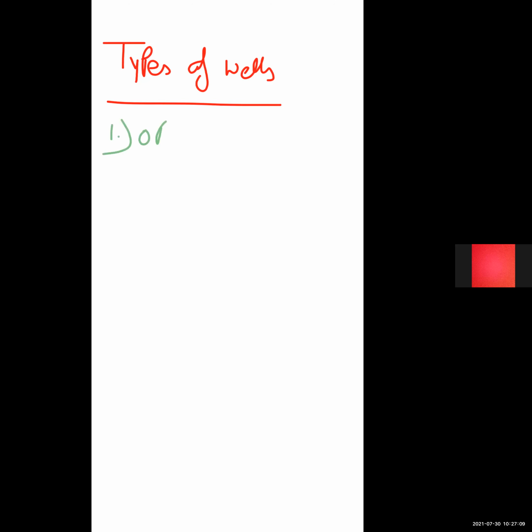The open well is also known as the dug well. A smaller amount of groundwater has been utilized from ancient times, many years ago, through the open well or dug well.